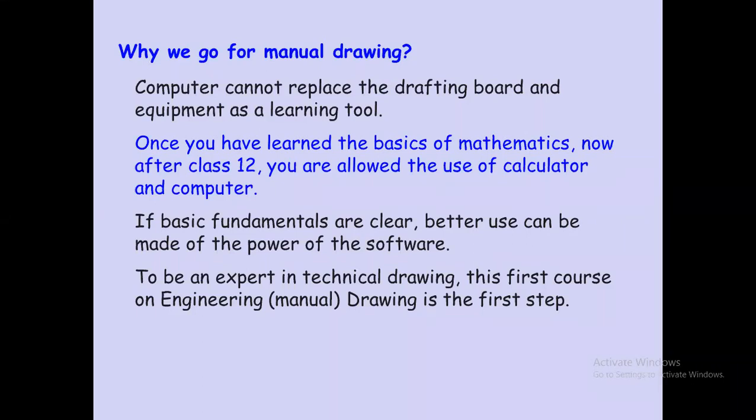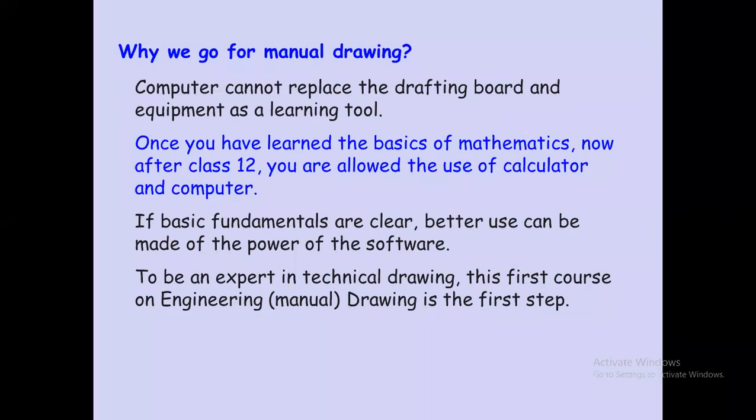Without simple addition and subtraction, you cannot use the calculator. If you have the basics of addition, subtraction, multiplication, then only you can use the calculator. And once the calculator provides the answer, you can cross verify. If you don't know addition, subtraction, multiplication, then you don't know how to use the calculator. Then the calculator is useless. Same way, if you have some basic drawing knowledge, then only you can use the software or CAD for higher purposes. When the basic fundamentals are clear, better use can be made of the power of software.